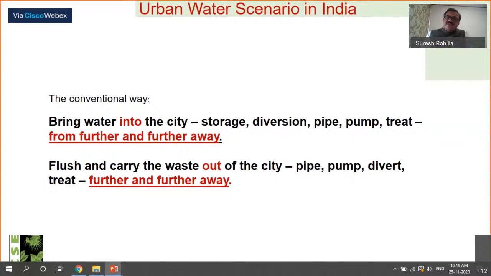For sewage, it is the same way: you want to dispose of your waste outside the city somewhere, and it also involves a huge amount of piping, pumping, diversion costs, and treating costs. So outside the city, out of sight, out of mind is the current way water supply and sanitation is being planned. This is the conventional way it is being thought, but we are talking about a paradigm change, and this is what this webinar and my presentation are all about.